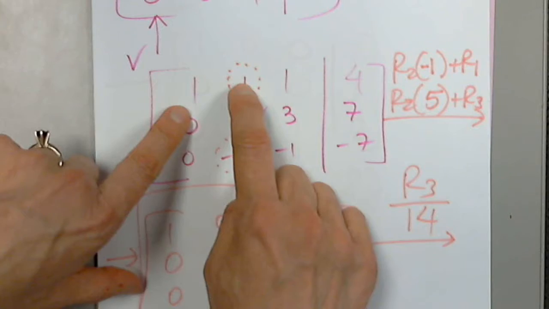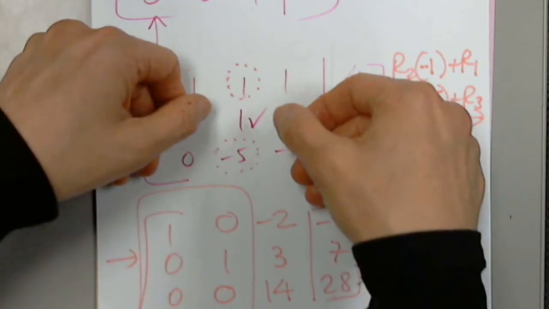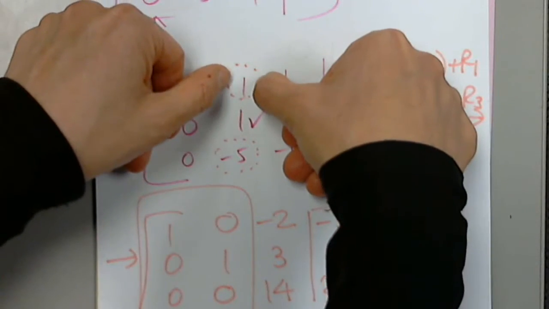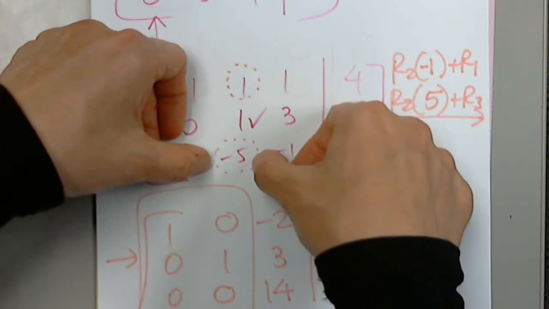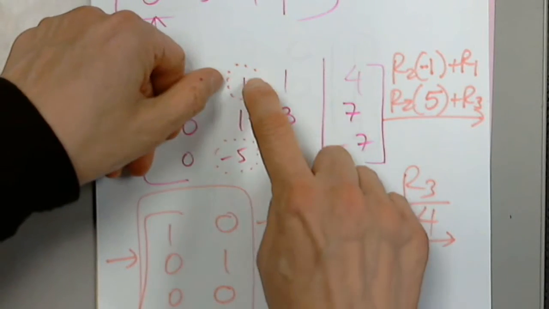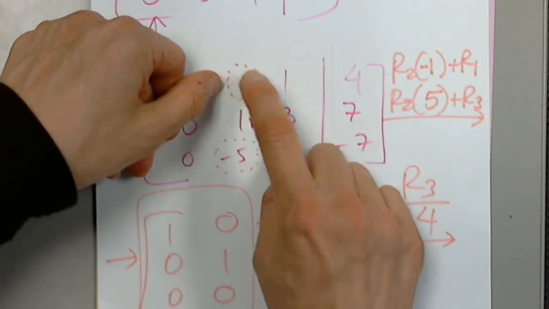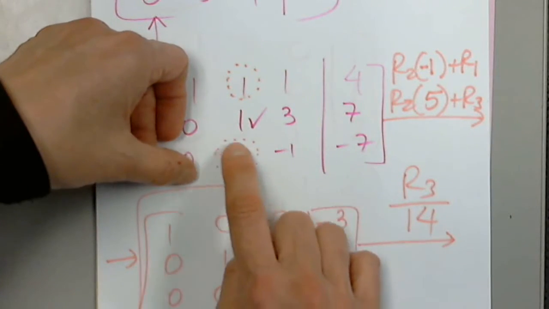Twice. Once for this row and once for this row. The 1 will give me the 0 here, and the 1 will give me a 0 here. If I multiply this by negative 1 and add it here, I'll get 0. If I multiply this one by 5 and add it here, I'll get 0.